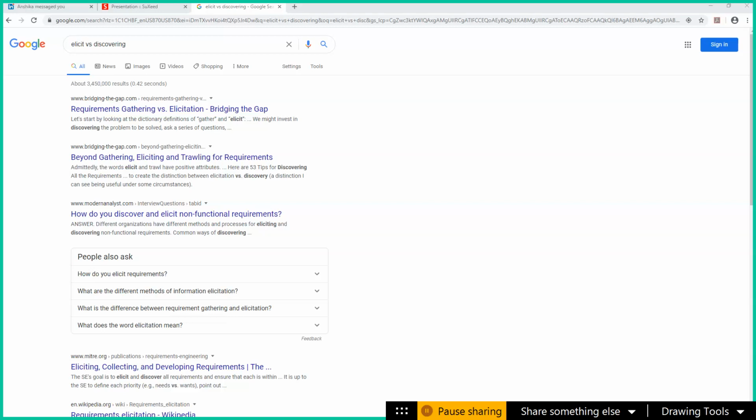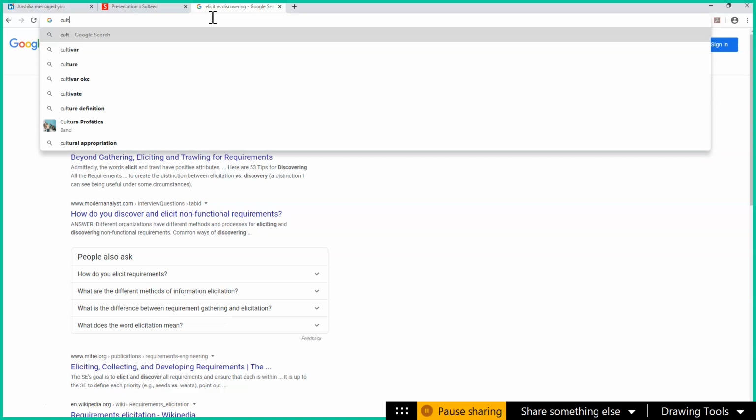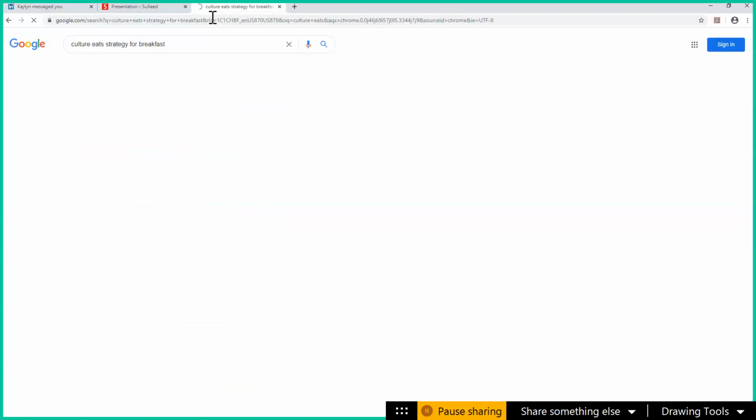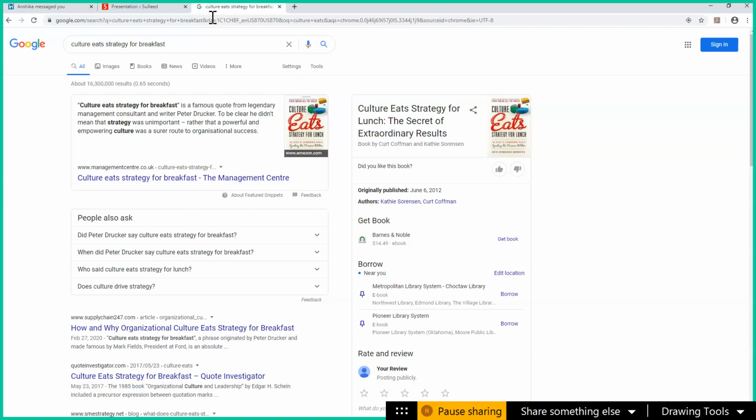This is where most environments don't understand what they should be letting their business analysts do. Change is so much more about people than it is tech, process, and stuff like that. People can derail even the best solutions, the best strategies. There's a book out there called Culture Eats Strategy for Lunch. It's by Peter Drucker. Culture Eats Strategy for Breakfast is a really good one. I don't know why this is showing for lunch. There might be a second book.